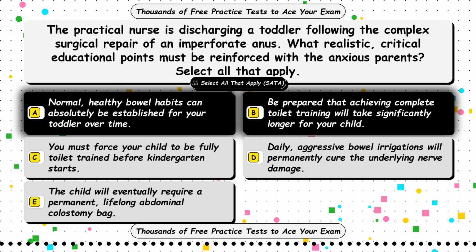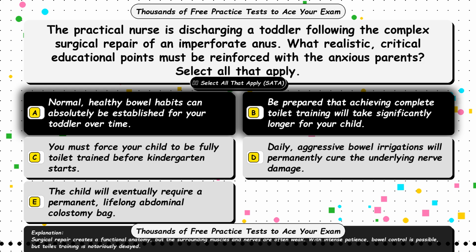The correct answers are options A and B. Normal, healthy bowel habits can absolutely be established for your toddler over time. Be prepared that achieving complete toilet training will take significantly longer for your child. Surgical repair creates a functional anatomy, but the surrounding muscles and nerves are often weak. With intense patience, bowel control is possible, but toilet training is notoriously delayed.